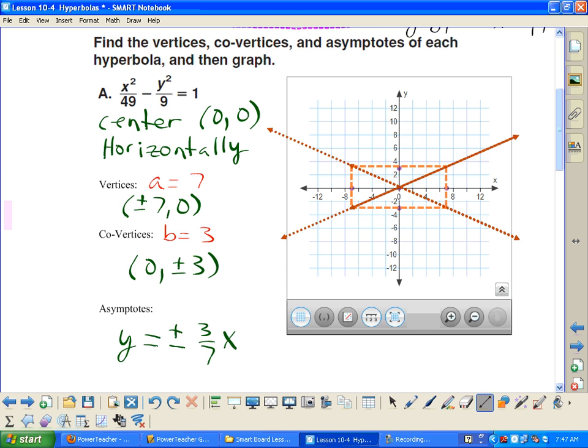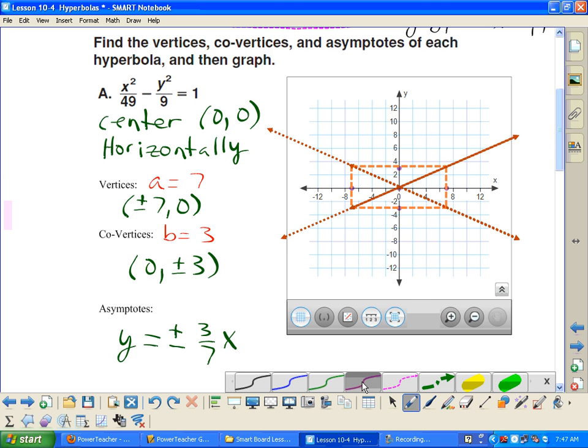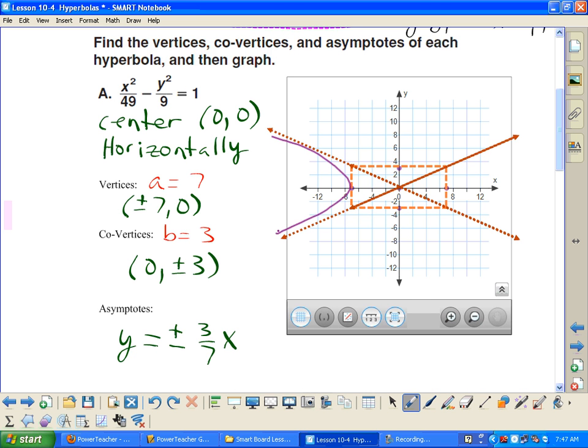Now to draw the graph, it opens horizontally. So then I'm just going to go through here, hit the point, and come back. And remember what asymptote is? It means the graph gets closer and closer to it. Doesn't actually touch it. It gets closer and closer. And there's that graph.